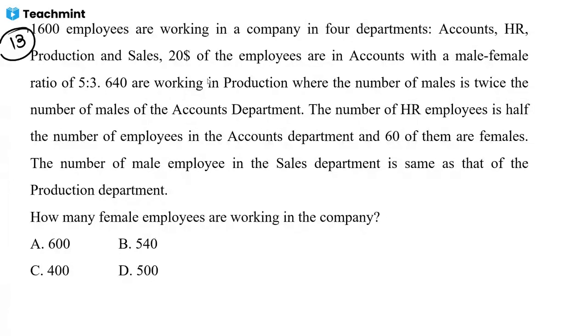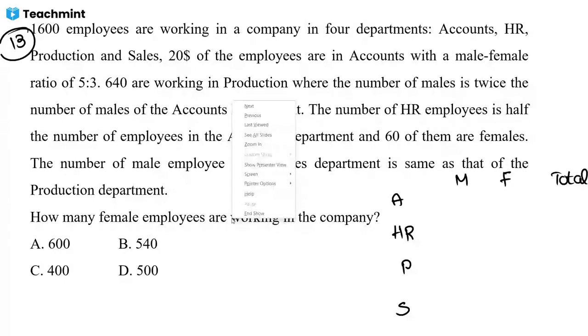You have 4 different departments, total employees are 1600. Among that, male and female. Now you have to form the table from the given data: accounts, HR, production and sales, how many males, how many females, what is the total employees. If they had given the whole table directly, it's easy for you. This is what data analysis is. You are analyzing the data and mapping all of it into this table.